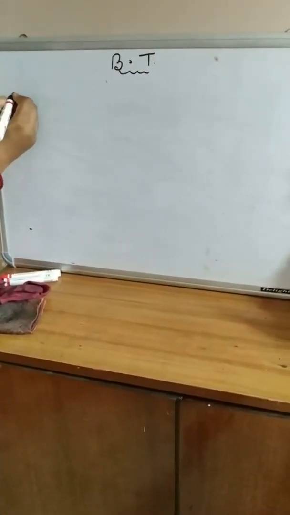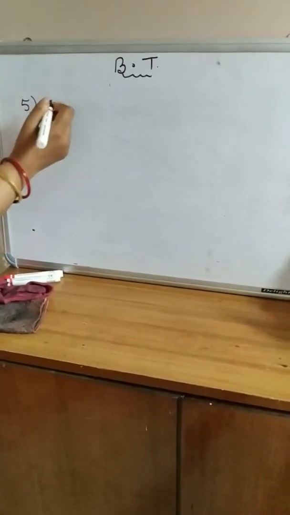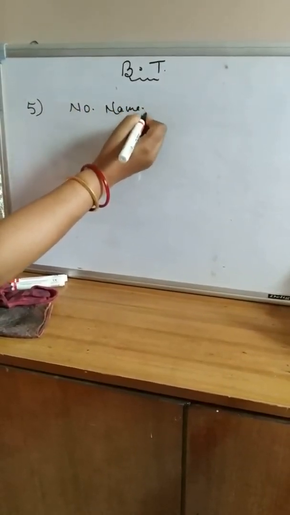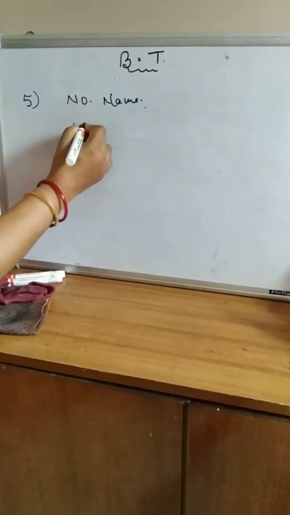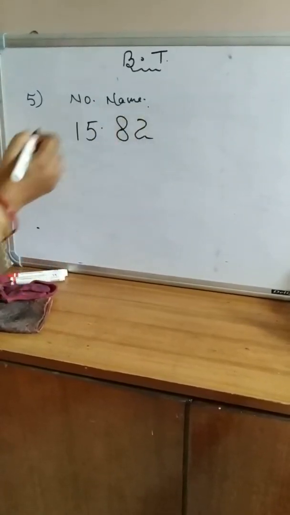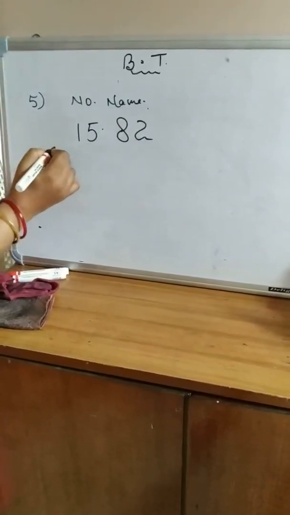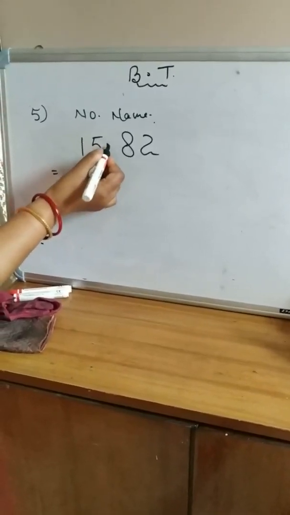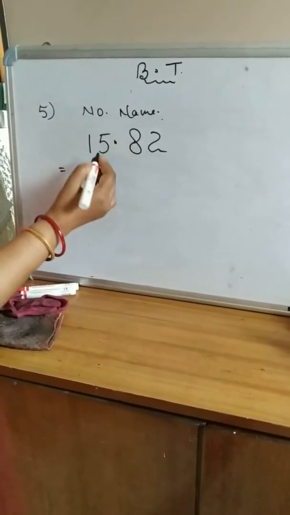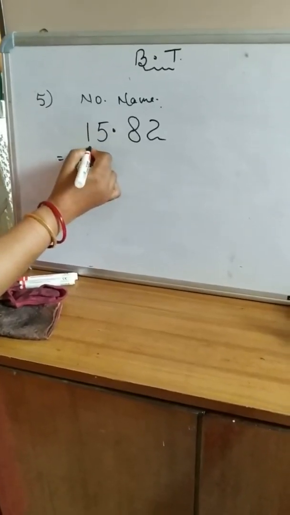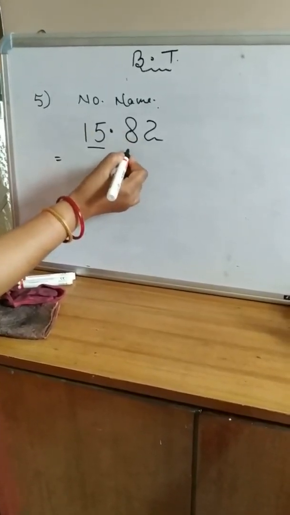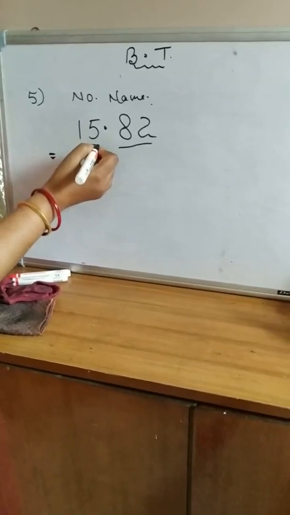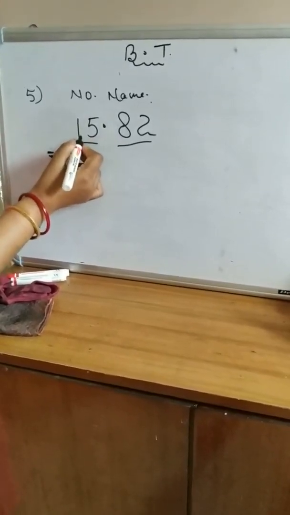Now come to question number 5. You have to write the number name. The number is 15.82. I have taught you how to write the number name. This is a recapitulation session. A decimal number has two parts. To the left of the decimal point is the whole number part, and to the right of the decimal point is the decimal part. We have to write the number name of the whole number part. So it is 15.